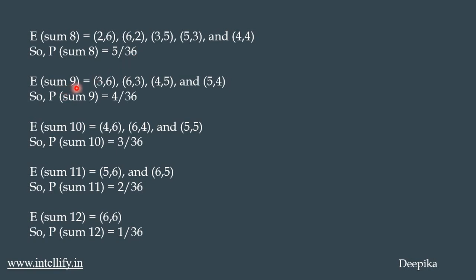Event E of getting sum 9 is 3, 6, 6, 3, 4, 5 and 5, 4. So probability of getting sum 9 is 4 by 36. Event E of getting sum 10 is 4, 6, 6, 4 and 5, 5. So probability of getting sum 10 is 3 by 36. Event E of getting sum 11 is 5, 6 and 6, 5. So probability of getting sum 11 is 2 by 36. Similarly, event E of getting sum 12 is 6, 6. So probability of getting sum 12 is 1 by 36.